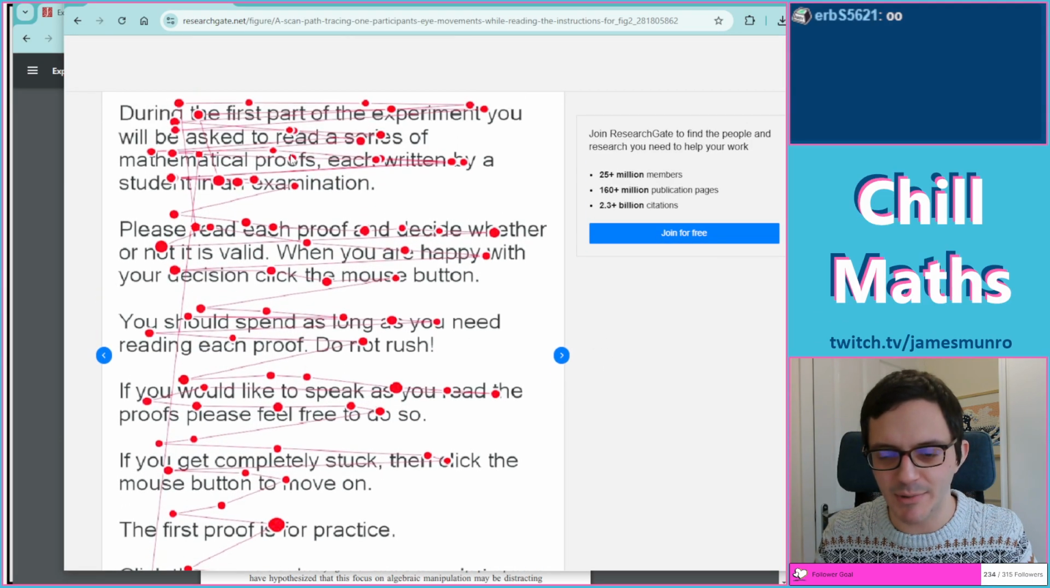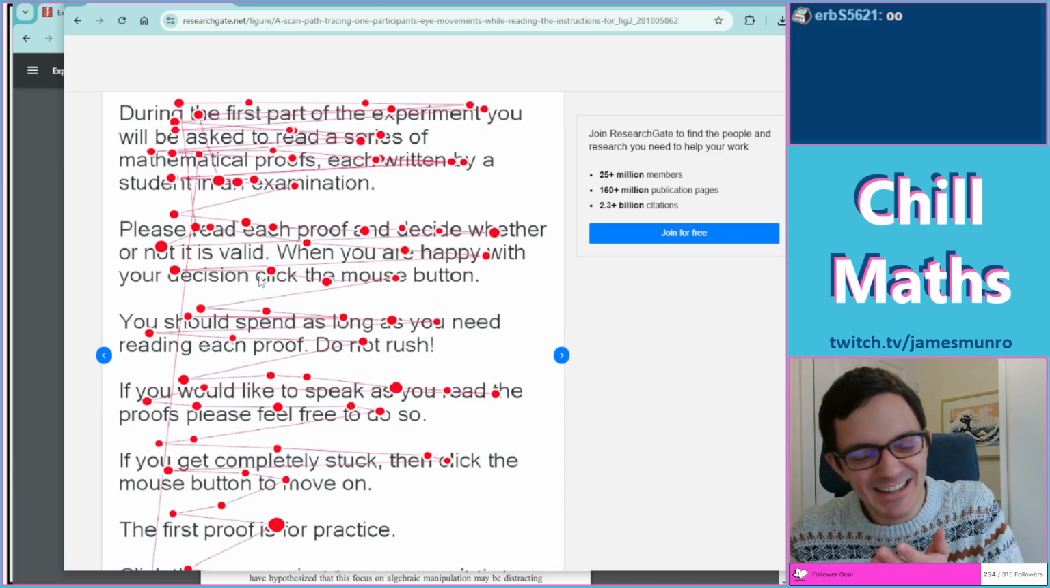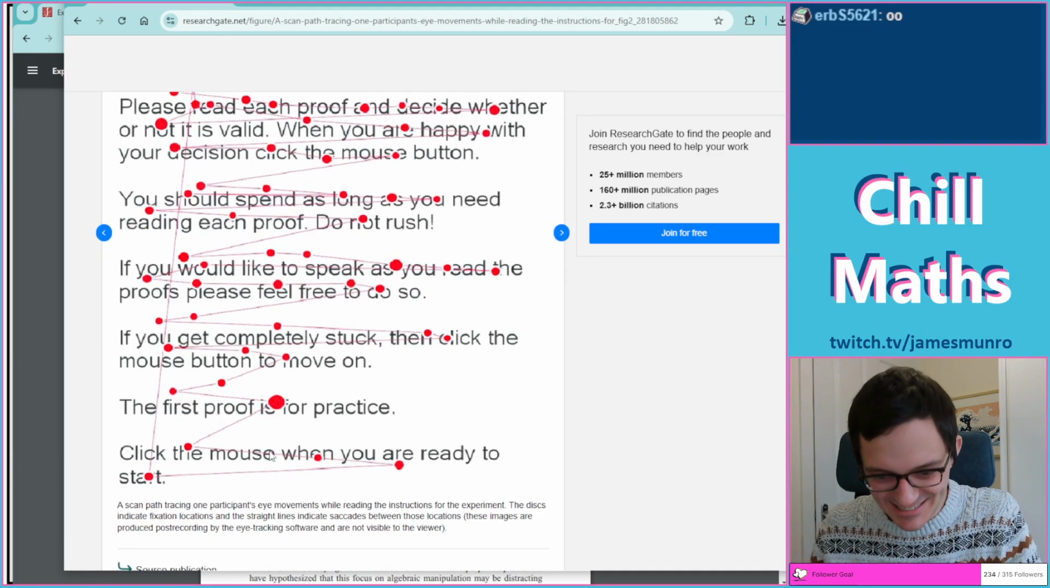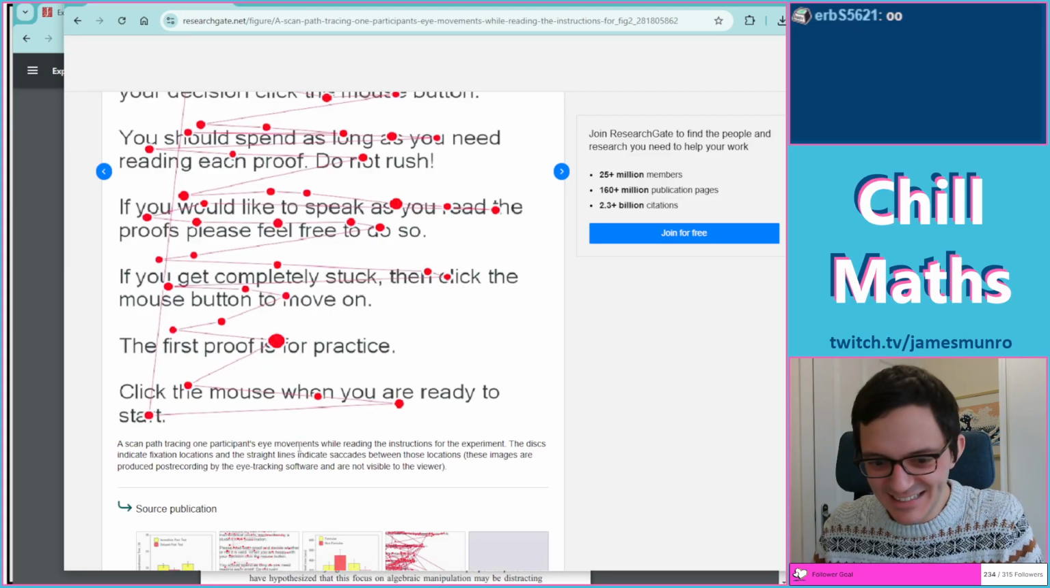This is what the mathematician was like when they were reading text at the start. So they had the eye trackers on while they were reading the instructions. Brilliant. Okay.